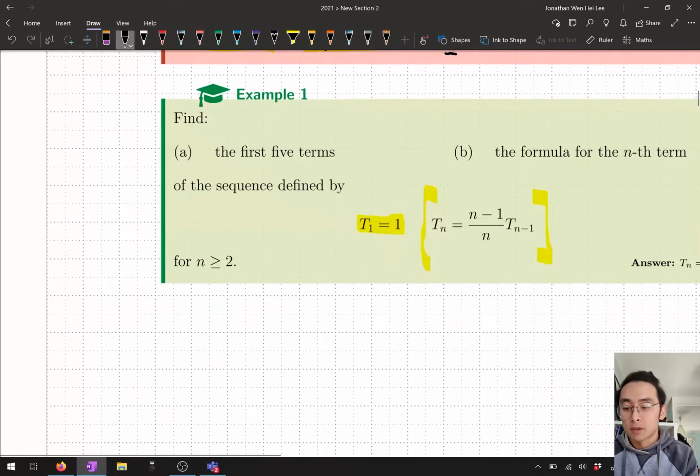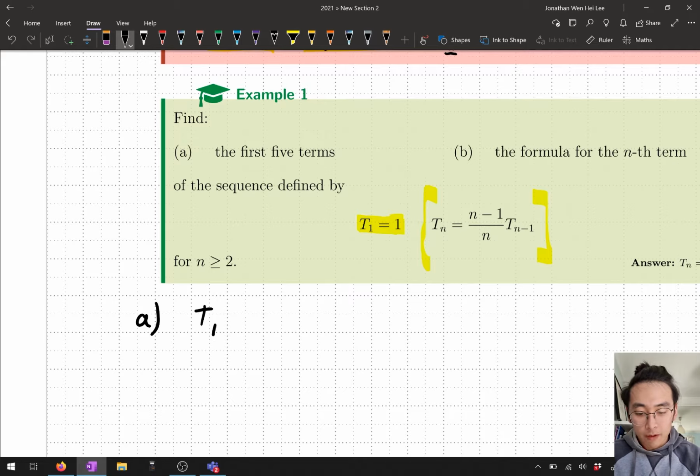So the first 5 terms, part A, let's start off with the first term. T1, if you have a look at my definition, T1 by definition is just going to be 1. And so here I'm just going to write T1 is equal to 1. Now T2 is when it starts to get trickier. And so we're going to need to use this formula.